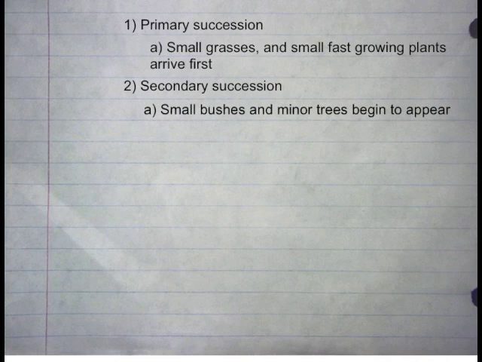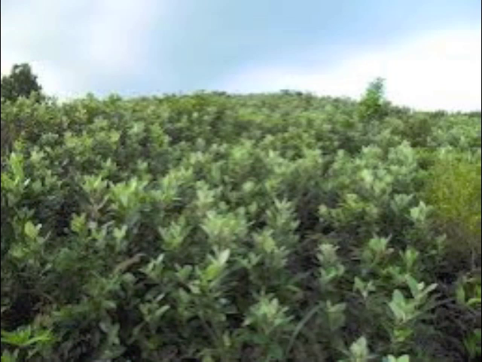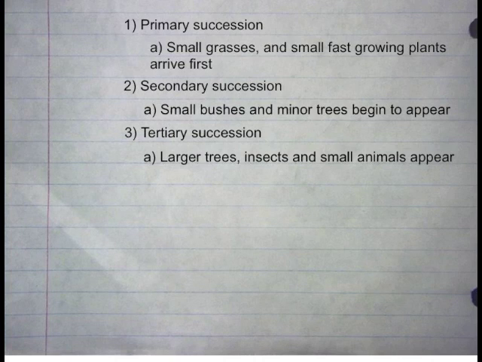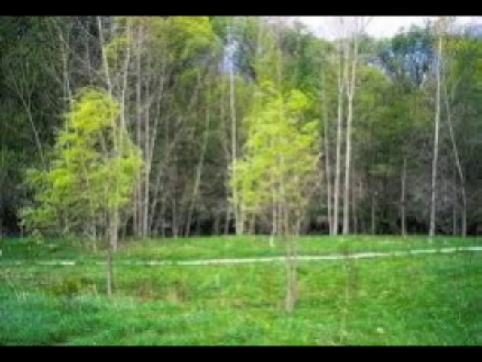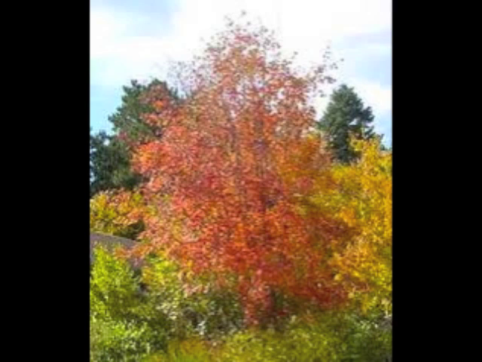Secondary succession. Small bushes and minor trees begin to appear. Bushes and smaller trees take a little bit longer to grow, but they can support more organisms. Because of that, they're called secondary successors and take a little bit of time. Tertiary succession. Larger trees, insects, and small animals appear. Now that the ecosystem is stable enough, tertiary successors can arrive. These are fast-growing trees, as well as insects and other small animals.